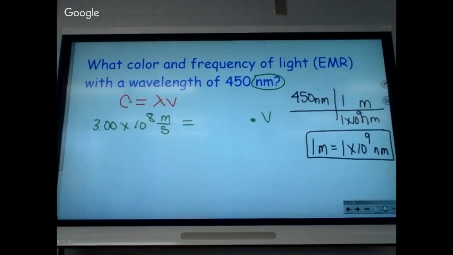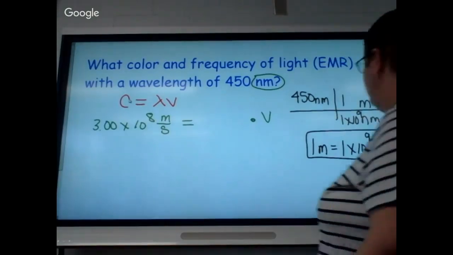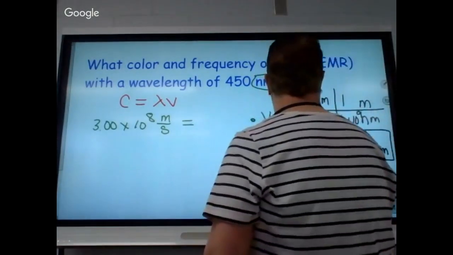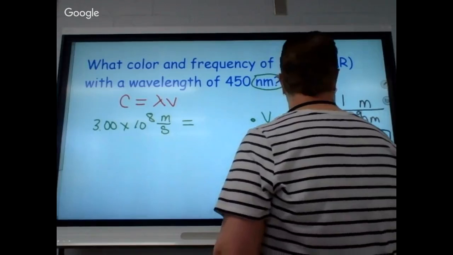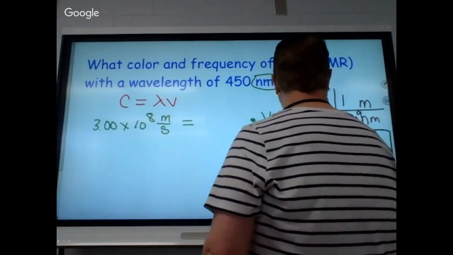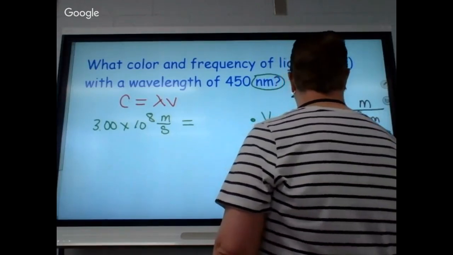Annabelle says 1 times 10 to the 9th is the Avogadro's number of quantum. Okay, if you wanna think of it that way, sure. What'd you get? 4.5 times 10 to the negative 7. All right, so we get 4.5 times 10 to the negative 7th meters. Now, this is our wavelength.